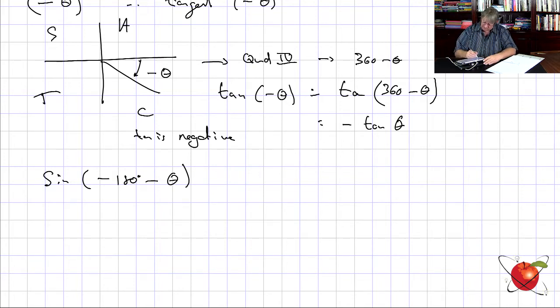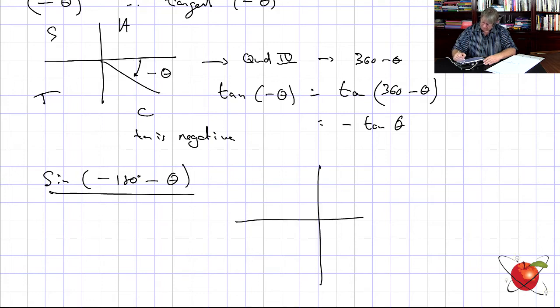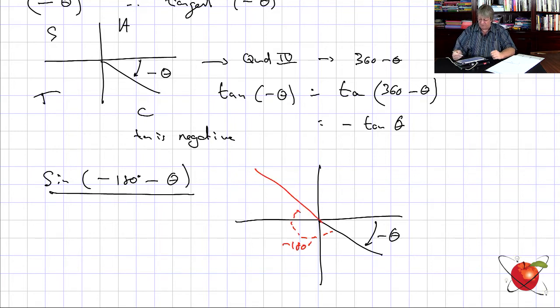Step 1, find the angle. It's minus theta, so I am there, right? That's my acute angle. Now they tell me to subtract 180 from it, which means go this way around 180 degrees. There's my minus 180 degrees, isn't it? So therefore, next, apply which quadrant? It's going to be equal to sine of 180 minus theta, which is going to be equal to sine theta.